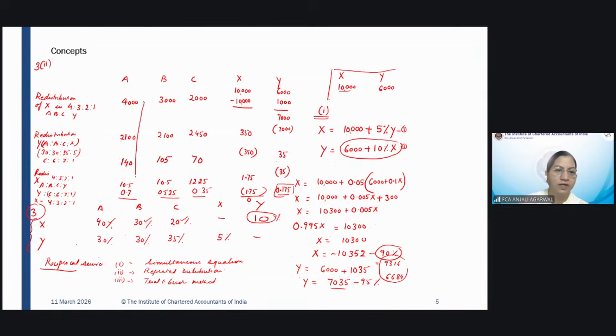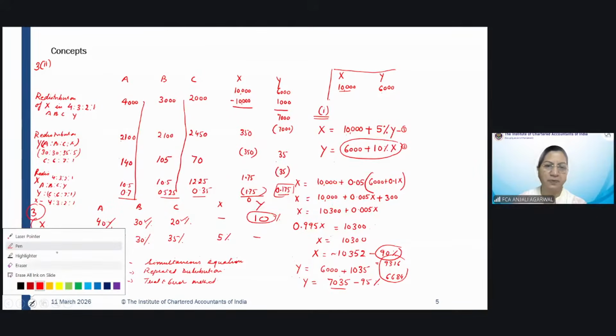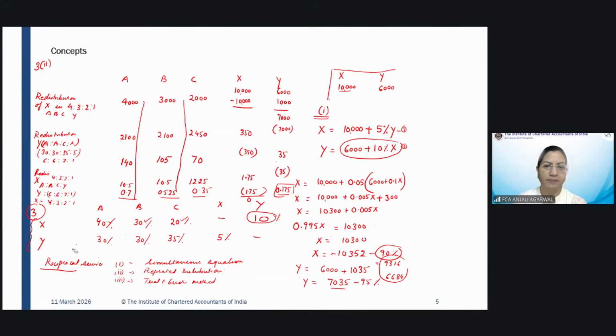So this will be the total allocated overheads to A, to B, and C. You will do the totals. X and Y will be nullified, and A, B, C will remain. So you keep on doing it until and unless you get some figures which is less than 1. That is when you can stop. So this is the redistribution method, right? Once again, you can take a screenshot for this and then I'll erase.